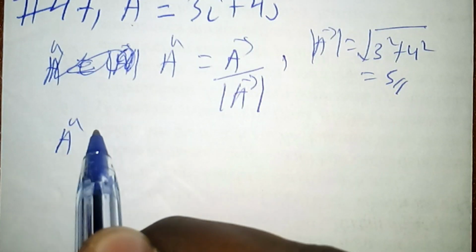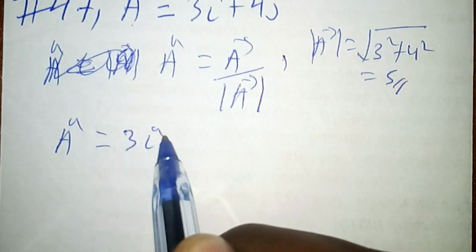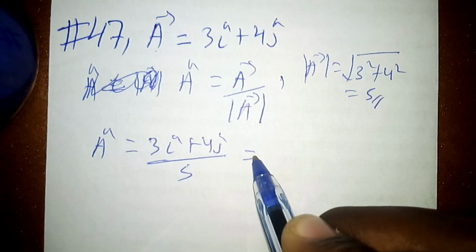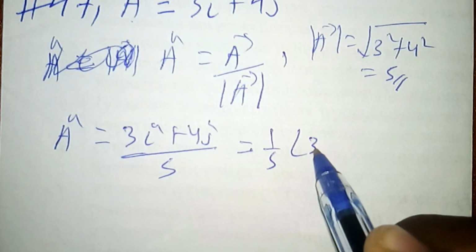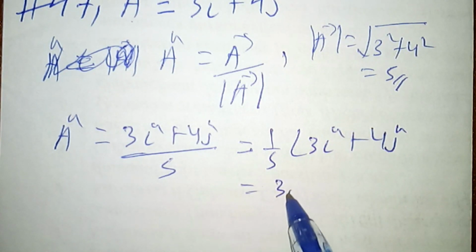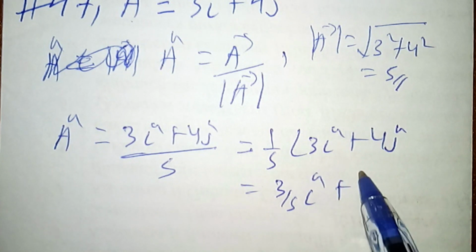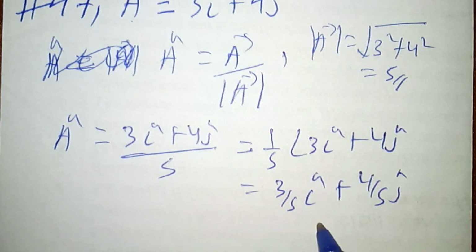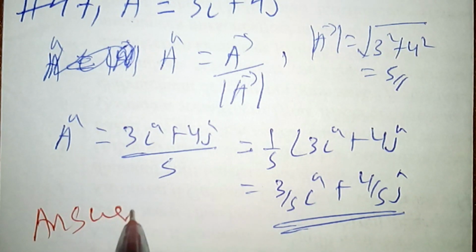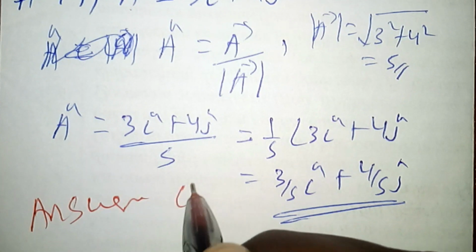Then the unit vector A is (3i plus 4j) divided by 5, which is 1 over 5 times (3i plus 4j), or I can say 3 over 5 i plus 4 over 5 j. So this is the unit vector along the direction of A. So the answer is alternative C.